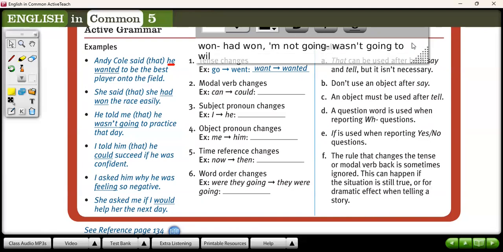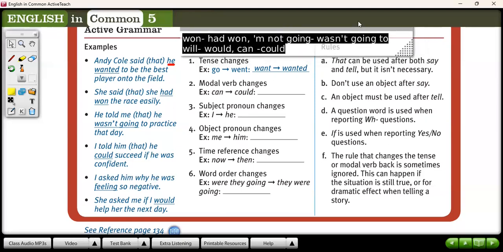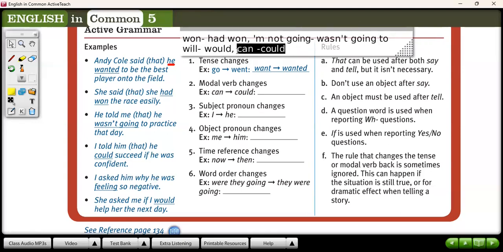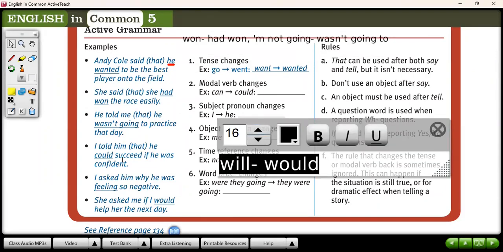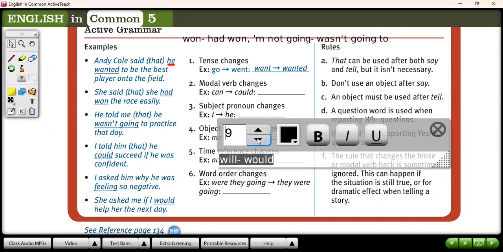Will, in the reported speech, we change for would. Can, in the reported speech, we change for could. Okay? Just keep that in mind. When reporting, we take one step back into the past. But let's see here. Actually, can change for could, and will we can change for would. Let's organize this better. Let's put this one here on the number 2, modal verbs, because will is also a modal verb.